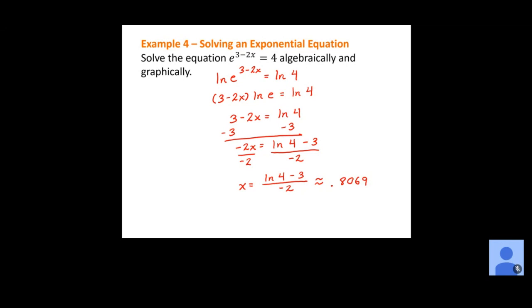All right. So I'm going to graph this in Desmos. And so what I'm going to do is I'm going to graph the left-hand side of the equation as one function. So that's going to be e to the 3 minus 2x. I'm going to graph y equals 4 as a separate equation. So let me share this.